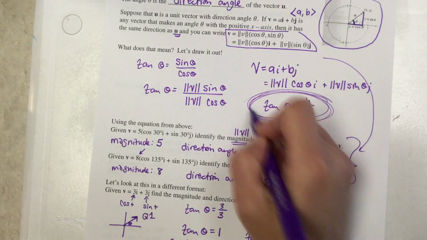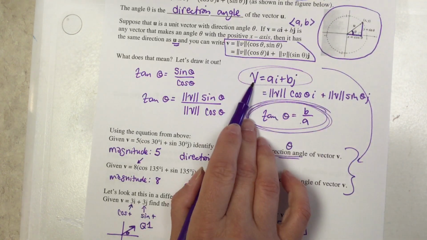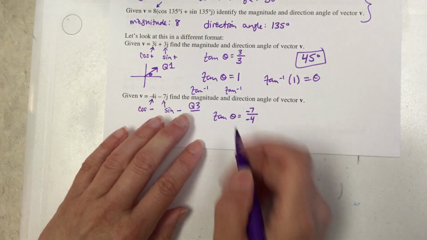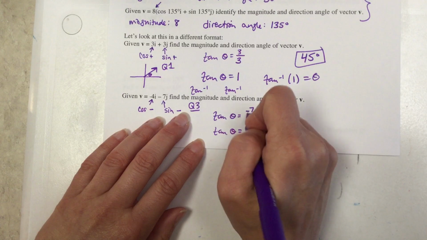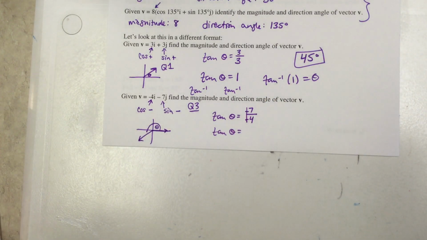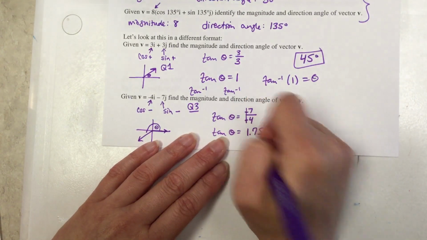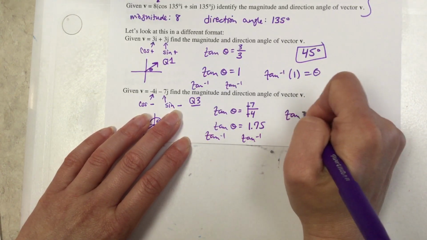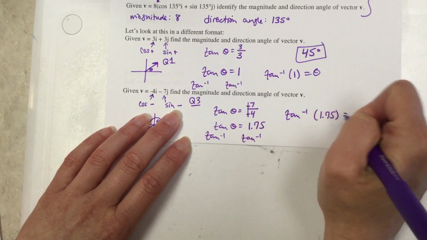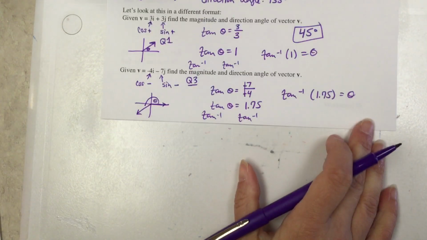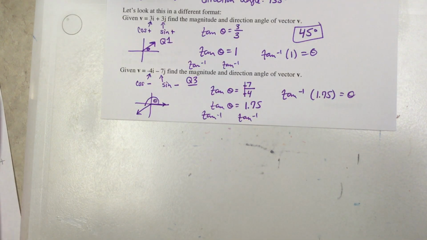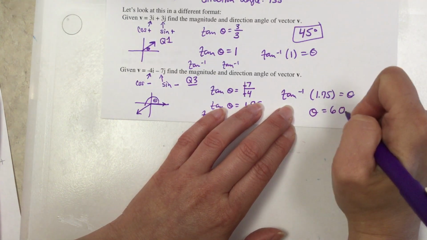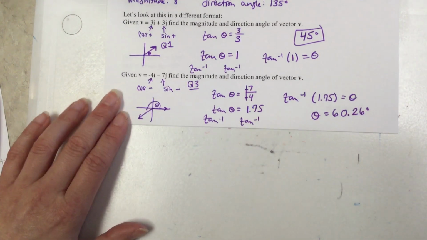And I got that formula from right here. They said if it's written in this format, this is the formula that you use, okay? So I have negative 7 over negative 4. Well, I can cross off the negatives. If I take 7 divided by 4, it's 1.75. I'm going to go ahead and do the inverse tangent. So the inverse tangent of 1.75 equals theta, which is my direction angle. Okay, so inverse tangent of 1.75, theta is 60.26. Now here's the problem, guys.